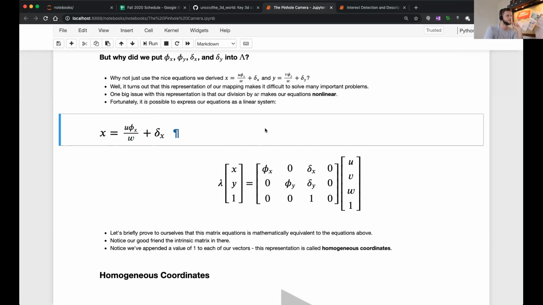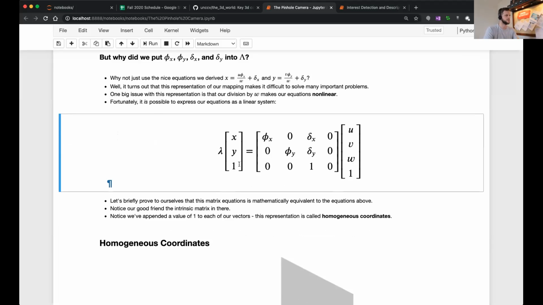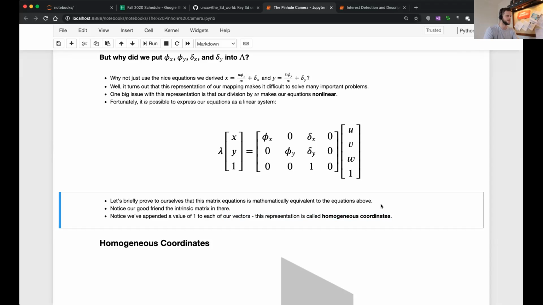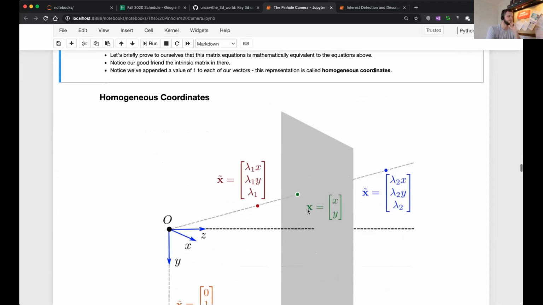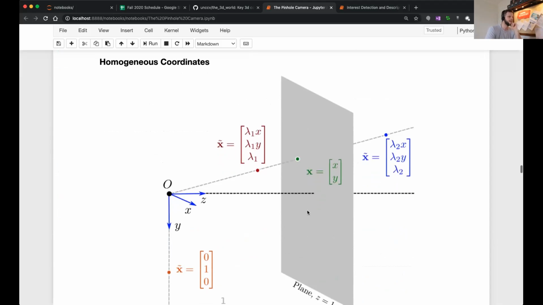But to do that, we have to introduce a trick. And the trick is what's causing this 1 to appear here. It's this idea of homogeneous coordinates. You'll hear that a few times in this module. The idea of homogeneous coordinates is pretty simple: we add an extra degree of freedom to our variables.